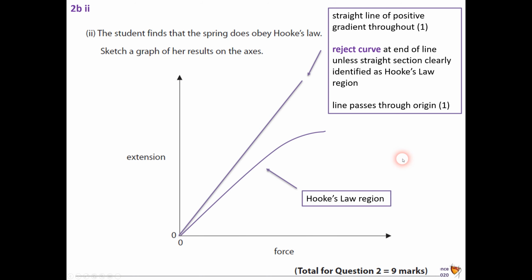Okay, so that would be the Hooke's law region, and this would be what we would call a plastic flow region, effectively here. So all this area up here, my arrow is slightly off. So that is question 2, part 2, 9 marks. Very simple.